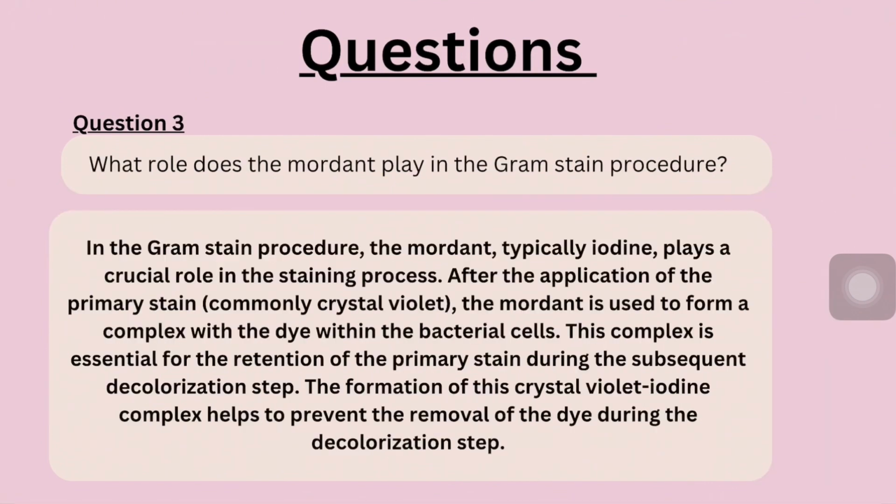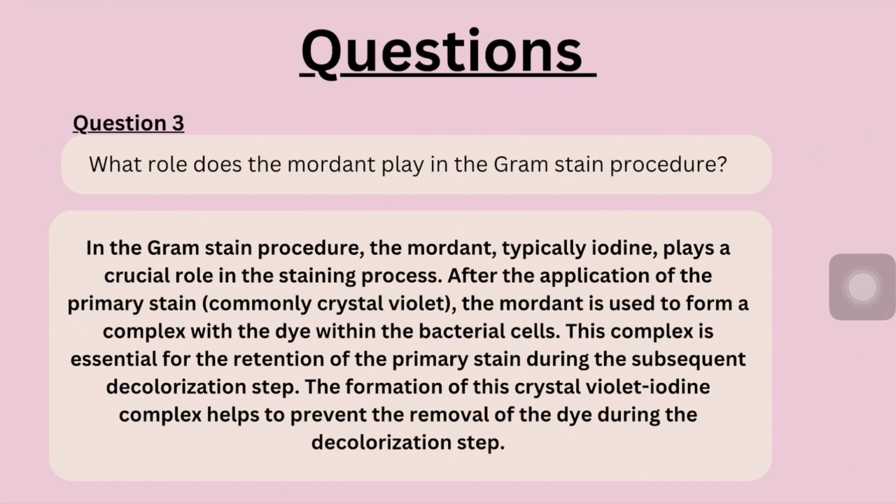Question 3. In the gram stain procedure, the mordant, the iodine, plays a crucial role in the staining process. After the application of the primary stain, the mordant is used to form a complex with the dye within the bacterial cells. This complex is essential for the retention of the primary stain during the decolorization step. The formation of this crystal violet iodine complex helps to prevent the removal of dye during the decolorization step.